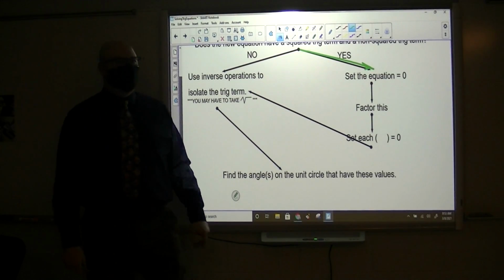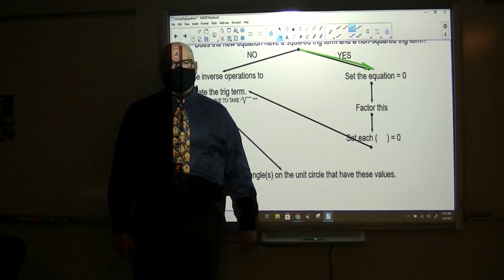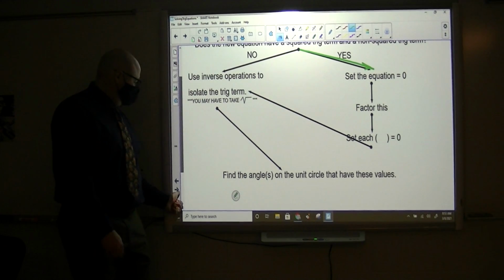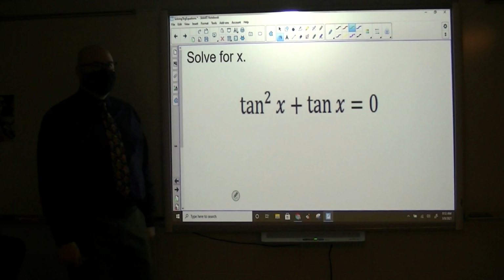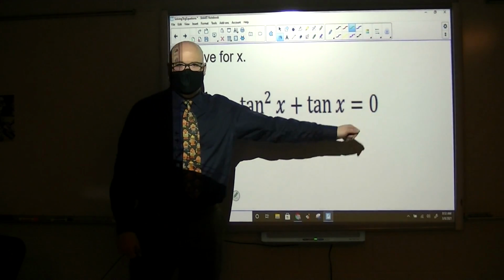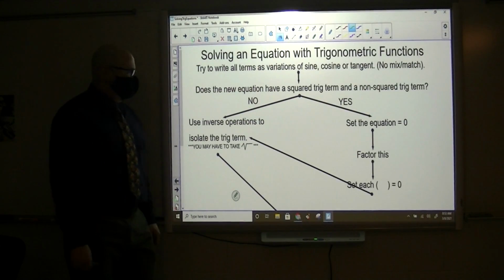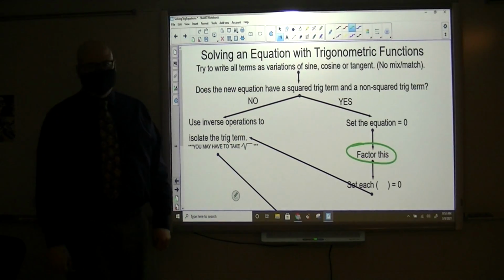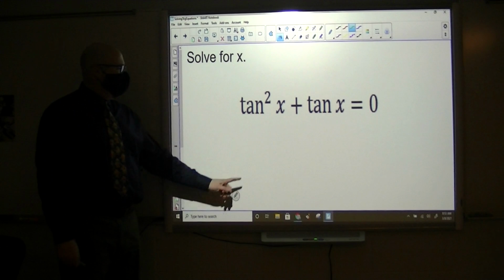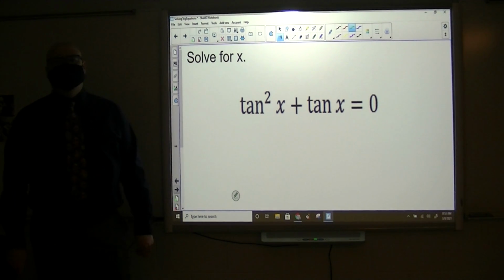So what do? We set the equation equal to 0. Check mark. Then what do? We factor. Okay. How do I factor something that looks like this?